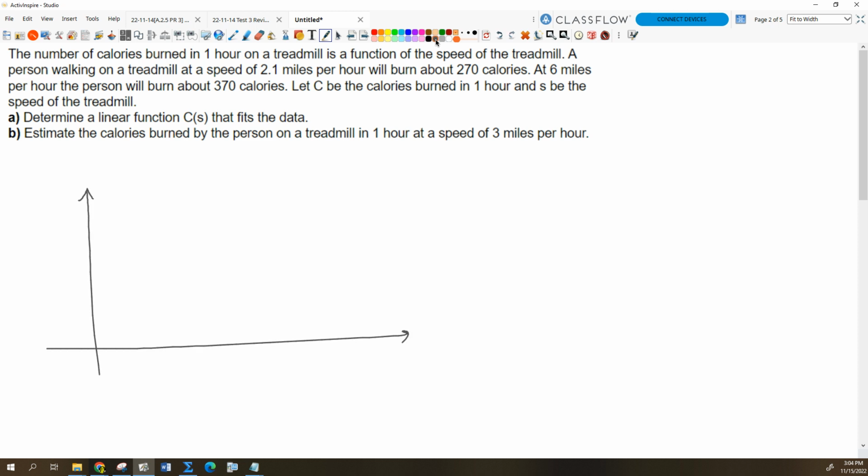what do we have? Well, the input we said was speed, so that's S. The output is C, and we would just have ordered pairs. Instead of X and Y, we have S and C. So then what ordered pair does this information tell us? Walking on a treadmill at a speed of 2.1 miles per hour will burn 270 calories. What does that tell us? How could I write that information in a way that would make sense in terms of this graph?